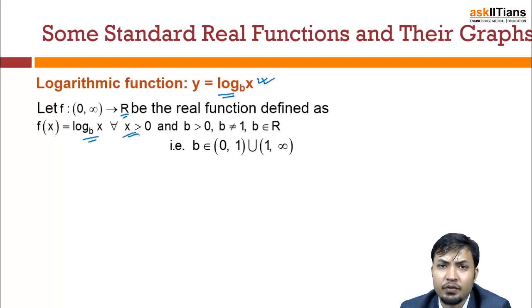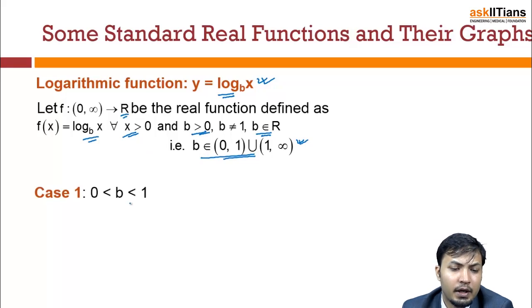For every x will be greater than 0, and my b will also be greater than 0. b cannot be equal to 1. Why? Because the base cannot be 1 over here. Depends, varies from different cases, but it cannot be 1. That is for sure. b will also lie in R. So the domain for b is this one.